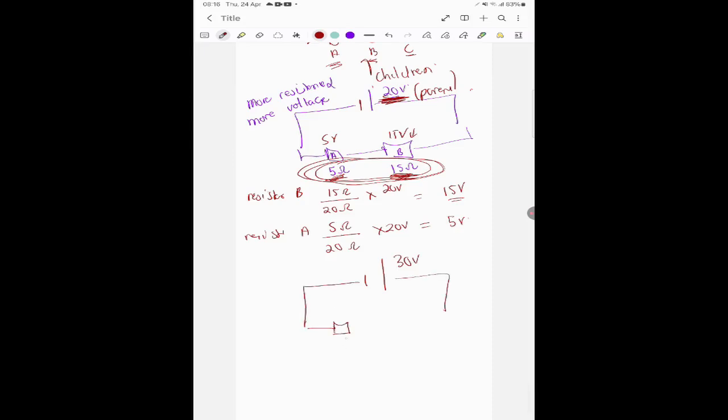And he gets 5 ohms again. And this time he has 10 ohms, right? How much does A get in terms of voltage? Remember, more resistance, more voltage, less resistance, less voltage, right? So resistor A will get 5 ohms over the total, which is 15 ohms, times 30, which gives me 10 volts. So 10 volts for A.